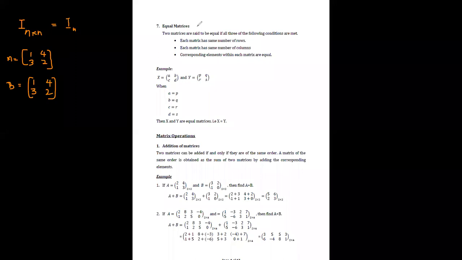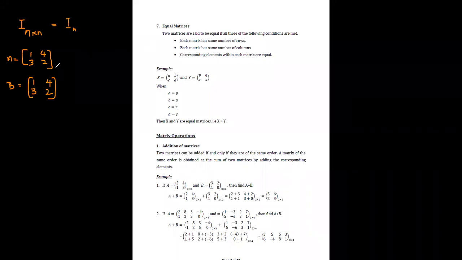If you look at the conditions which should be satisfied for matrices to be equal, there are three conditions. The first condition is that the number of rows should be equal. Both matrices should have the same number of rows. The second condition is that the matrices should have the same number of columns.